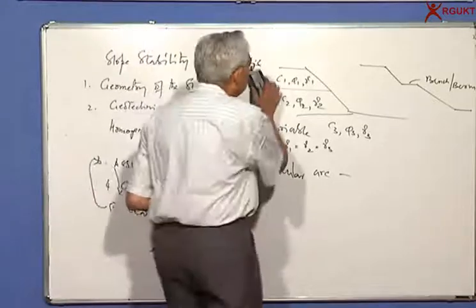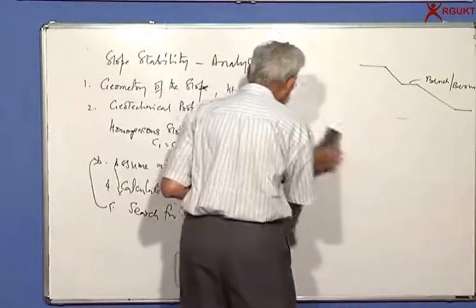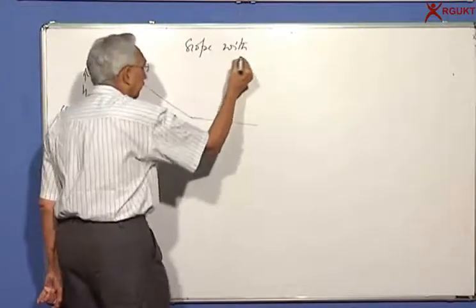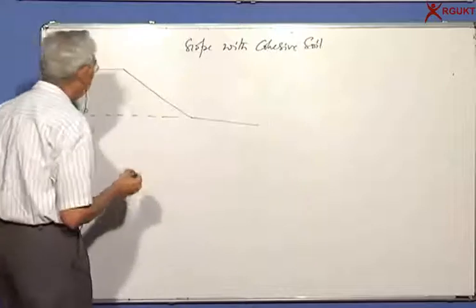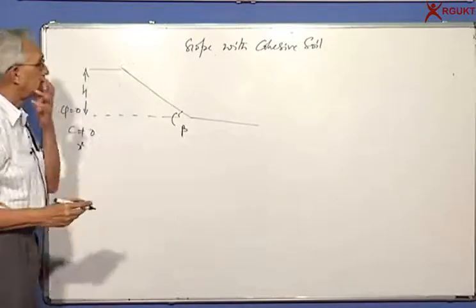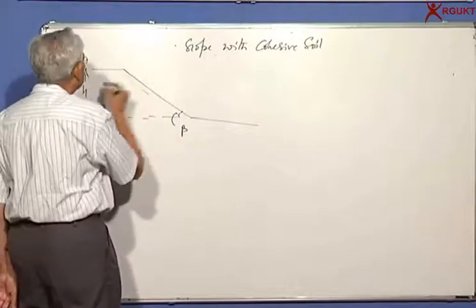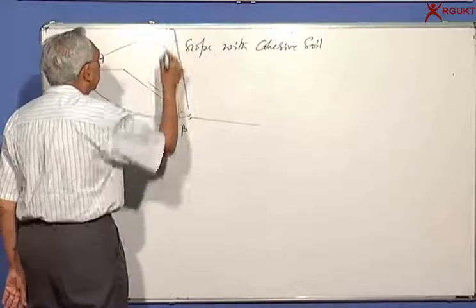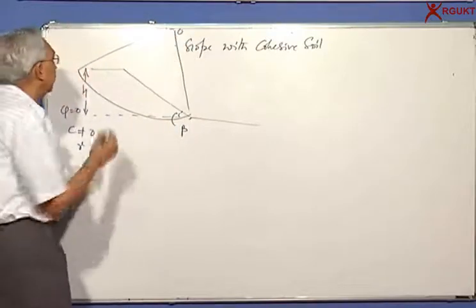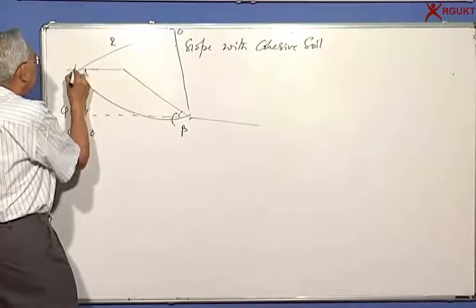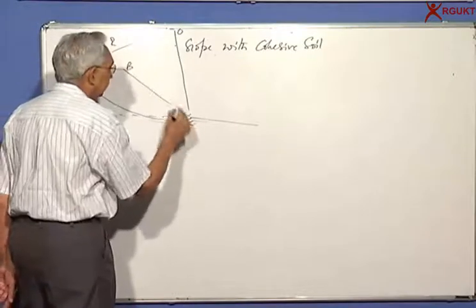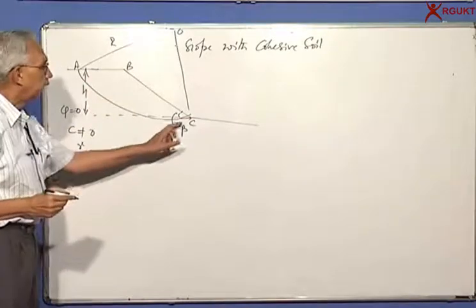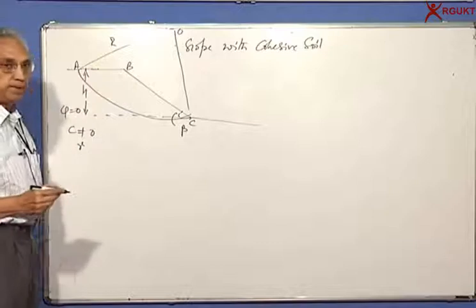Let me illustrate the simplest problem. Let's look at a clay slope, cohesive soil. So we have the height H, and this angle is beta. Let me take a typical failure surface passing through the toe, and the center is at O and the radius is R. A, B, C. So ABC is an area enclosed by arc AC and the planes AB and BC.